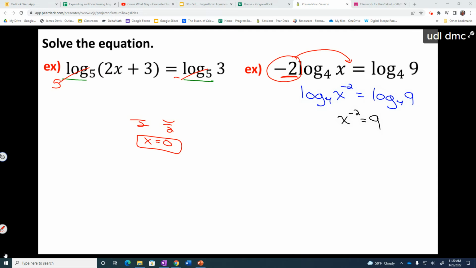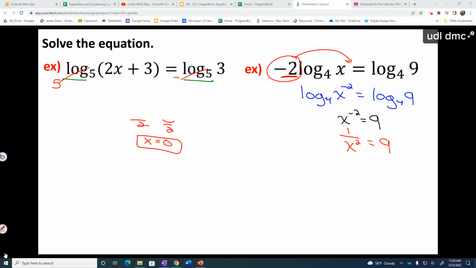Not quite, but almost. How do we get rid of a negative? Yeah, you put it on the bottom. So it's 1 over x squared. Because in general, negative exponents aren't easy to work with and they're kind of intimidating. So if we can get rid of that negative power, then that's good.